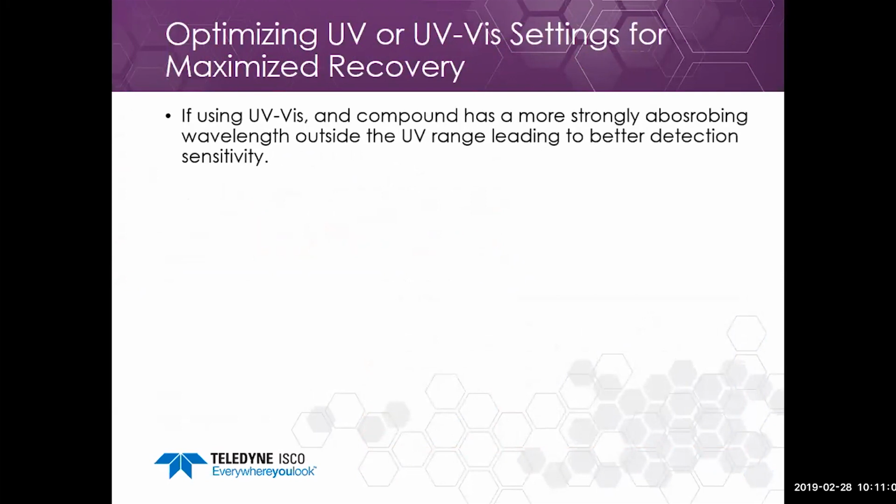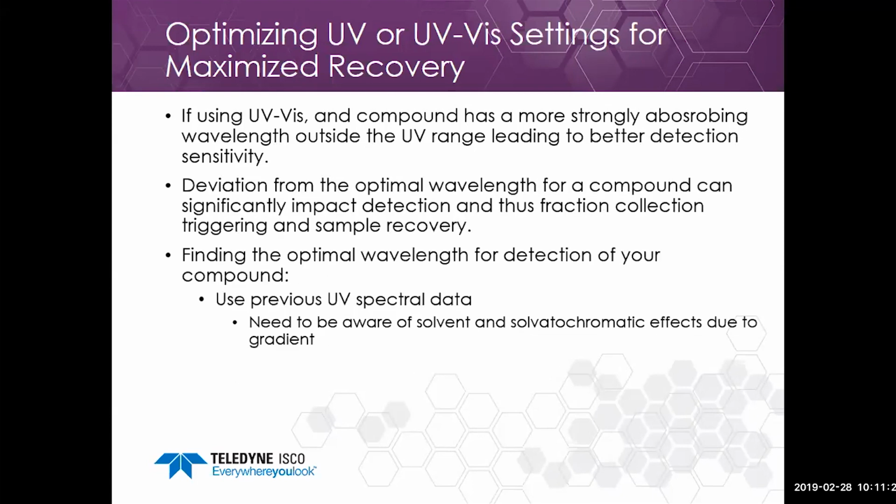Additional ways to optimize your UV and UV-Vis settings for maximized recovery: if you're using UV-Vis and the compound has a more strongly absorbing wavelength outside the UV range, you could choose a better wavelength for detection and get better sensitivity that way, particularly if it doesn't conflict with your solvent. So you're able to increase your sensitivity that way. Deviation from the optimal wavelength for a compound can significantly impact your detection, fraction collection triggering, and sample recovery.